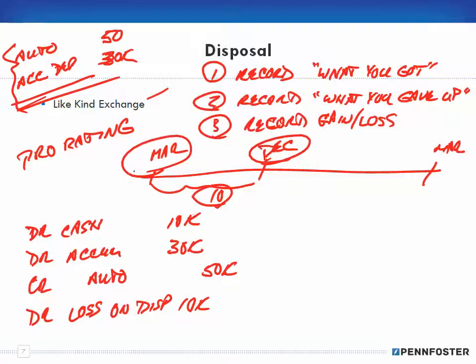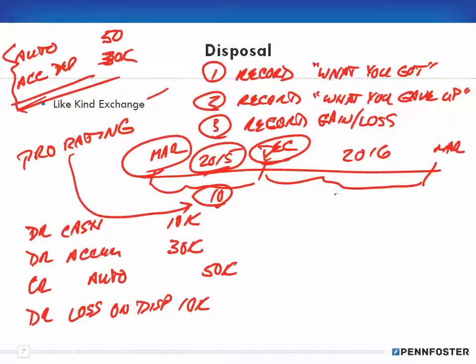You have 10 months of depreciation, so you're prorating the 10 months for that particular year. Let's say this is 2015. You're prorating the depreciation for the year. You're not capturing a full year's worth of depreciation. Conversely, in 2016, you're prorating 2 months' worth of depreciation. And that's how I presented it.